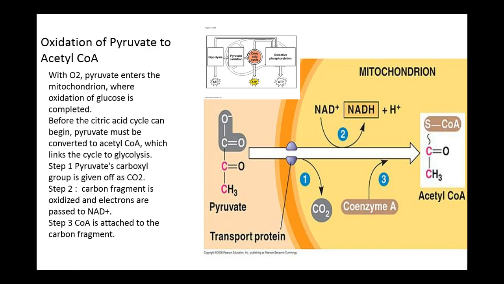Pyruvate then has to be converted from pyruvate to acetyl-CoA. What that does is the carboxyl group, in this image, the gray group, is given off as CO2, and then the carbon fragment is oxidized and electrons are passed to NAD. And we need to do this on the next one, sorry.